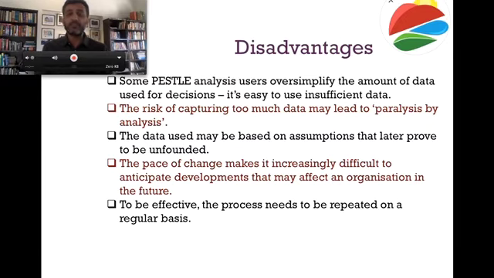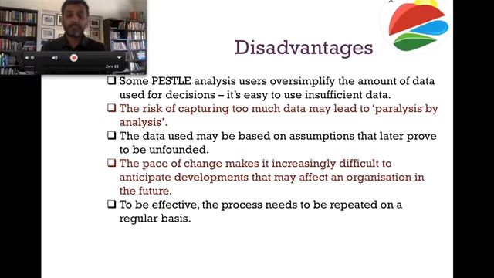The data used may be based on assumptions that later prove to be unfounded. So there may be a risk that there is data which is just based on assumptions, and later on the data is not proving what is actually happening. So you should be very particular about collection of the data.